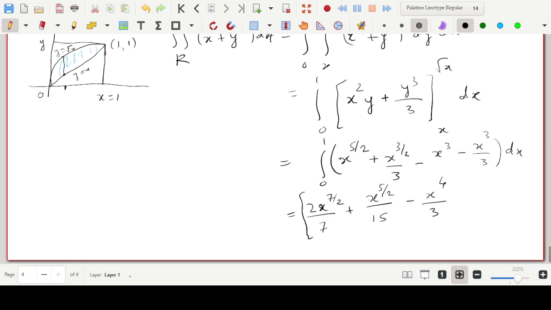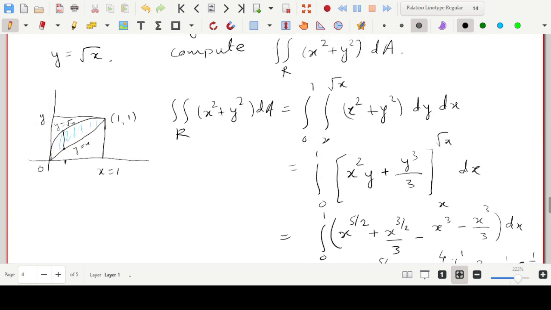And now we shall substitute the limits. Since the lower limit is 0, everything will become 0. The upper limit is 1, so that is 2 over 7 plus 1 over 50 minus 1 over 3. So we may have to compute that. Now here, let me leave it as it is at present.